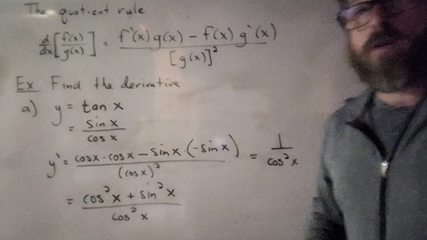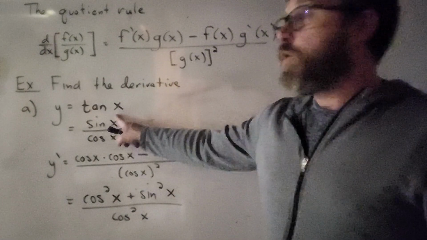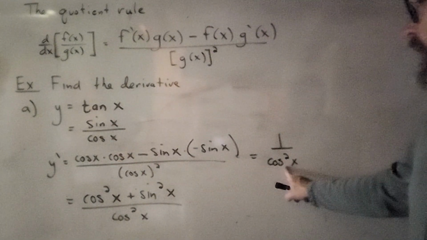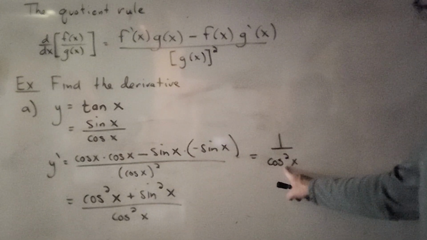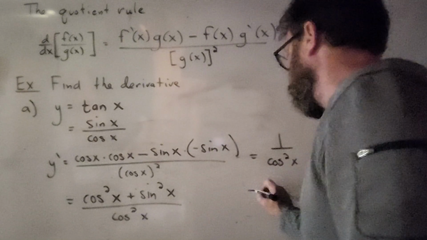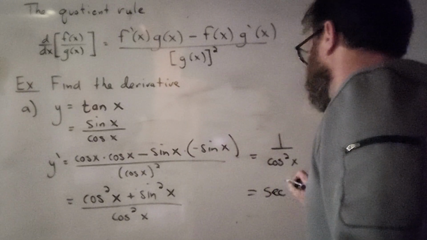So when you look this up in your calculus book, when you want to figure out what the derivative of the tangent of x is, that 1 over the cosine squared of x is the same thing as the secant squared of x. So when you look that up, you're going to see that this is the secant squared of x.